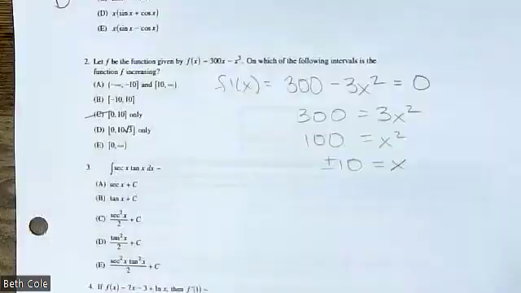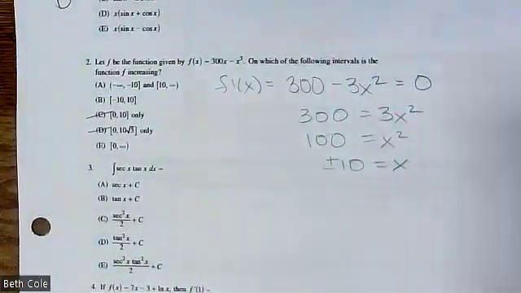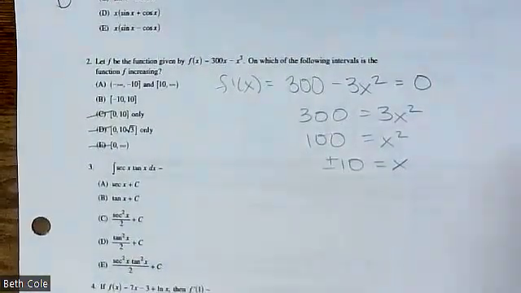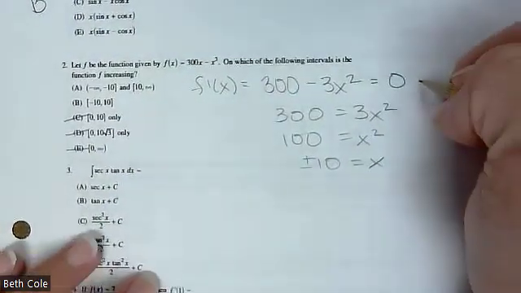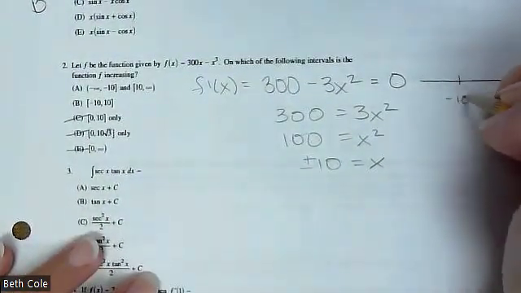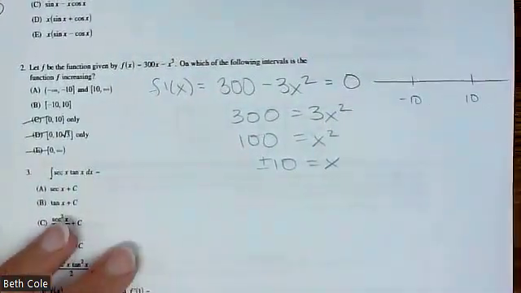C has a 0 in it. We don't want that. D, I don't know what's going on with D. And E as well. Okay. So it's either between 10 and negative 10 or outside of 10 and negative 10. Let's make a number line for our derivative. I'm just kind of putting this off to the side here where I have space.